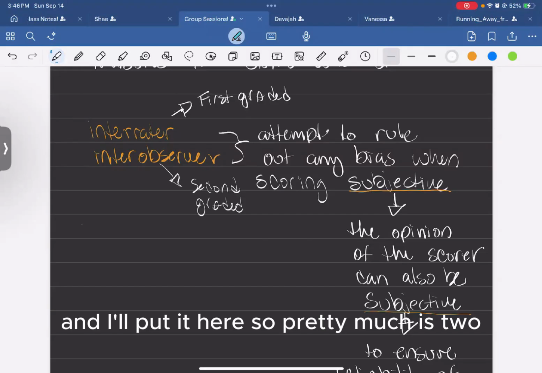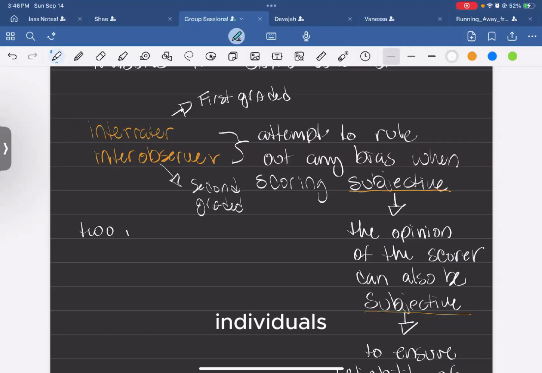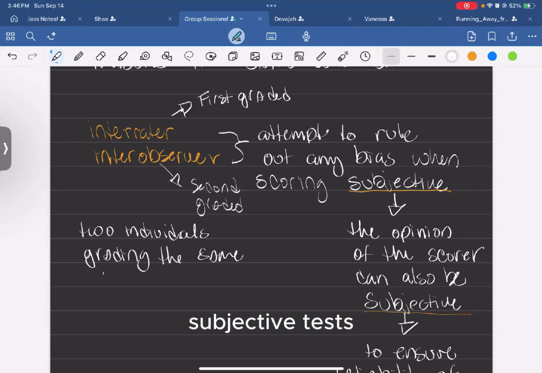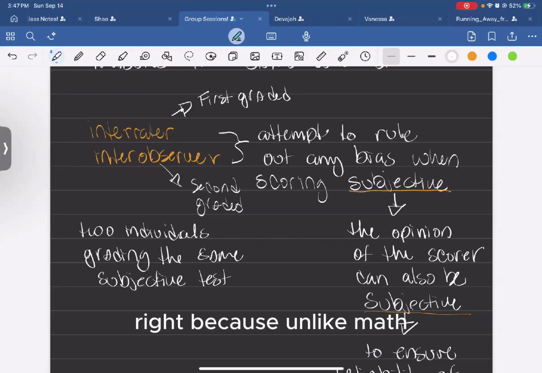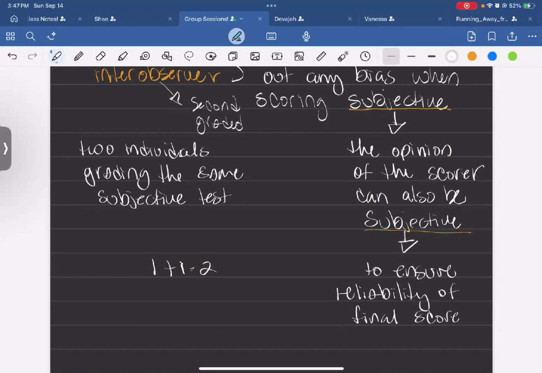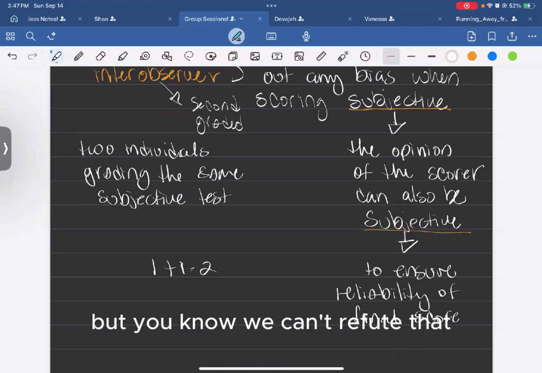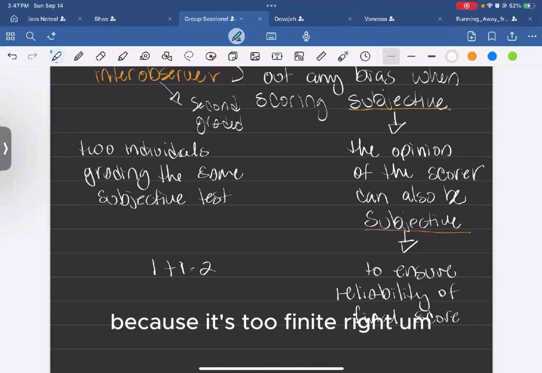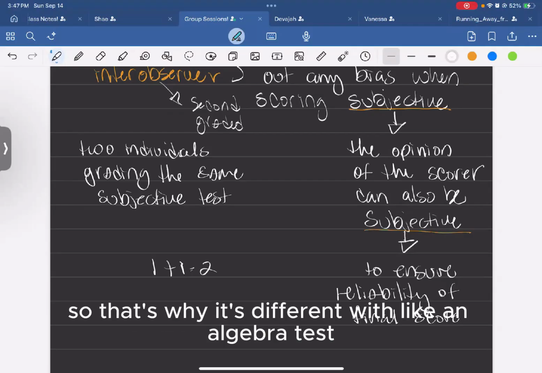And I'll put it here. So pretty much it's two individuals grading the same subjective test, right? Because unlike math, we know 1 + 1 is 2. We can't refute that. We don't need someone to come behind us and do it because it's too finite. So that's why it's different from an algebra test.